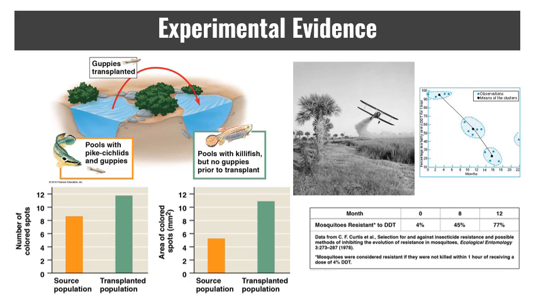Natural selection is an adaptive force. It's a force that results in a better match between organisms and their environment, and it is something that we do have direct laboratory evidence to explain.